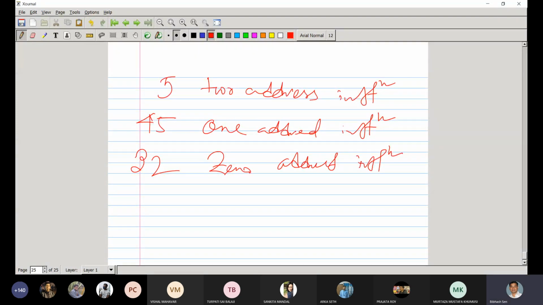Okay, so is it possible to have 5 two-address instructions, 45 one-address instructions, 32 zero-address instructions using this format? Justify your answer. Okay. Sir, is the opcode also 4 bits, sir? Opcode size? Opcode not mentioned. I have given the address field. The rest of the part is opcode, because here variable length opcodes are used. No fixed length opcodes are used. Am I correct or wrong?